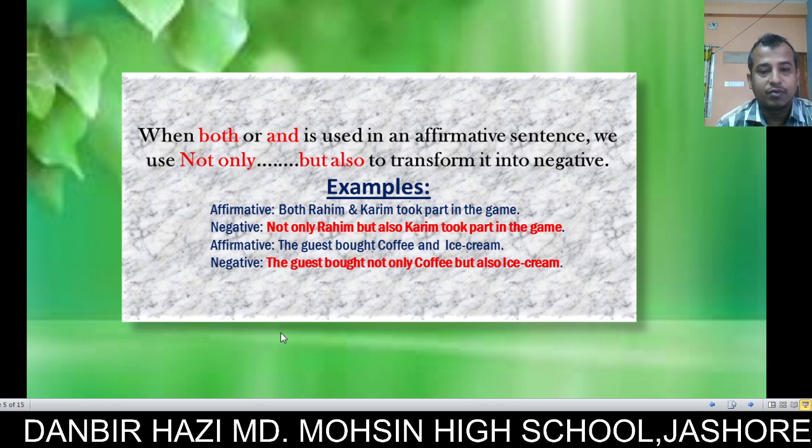Let's take a few examples. First one: both Rohim and Karim took part in the game. In the negative, we are writing not only in the place of both and but also in the place of and, which is written in a shortened form. So the negative sentence will be: not only Rohim but also Karim took part in the game. Notice the second example: the guest bought coffee and ice cream. The guest bought not only coffee but also ice cream.